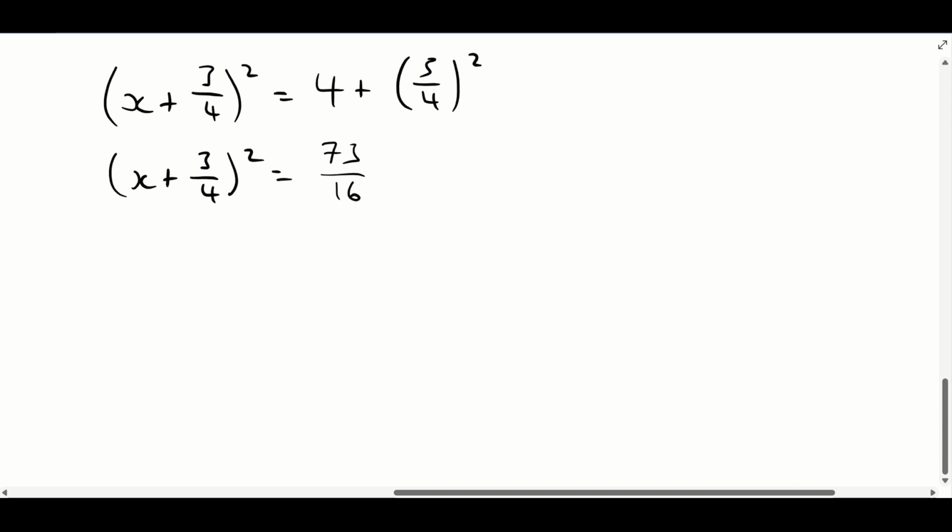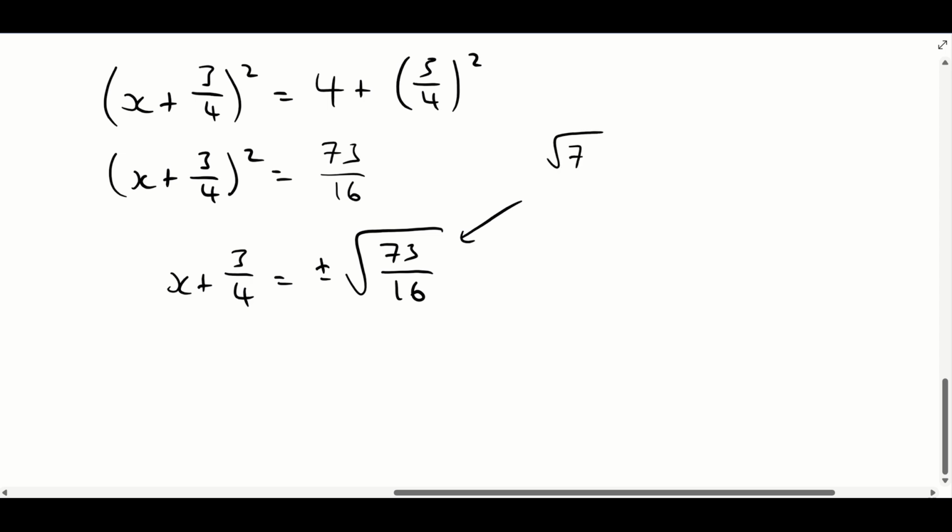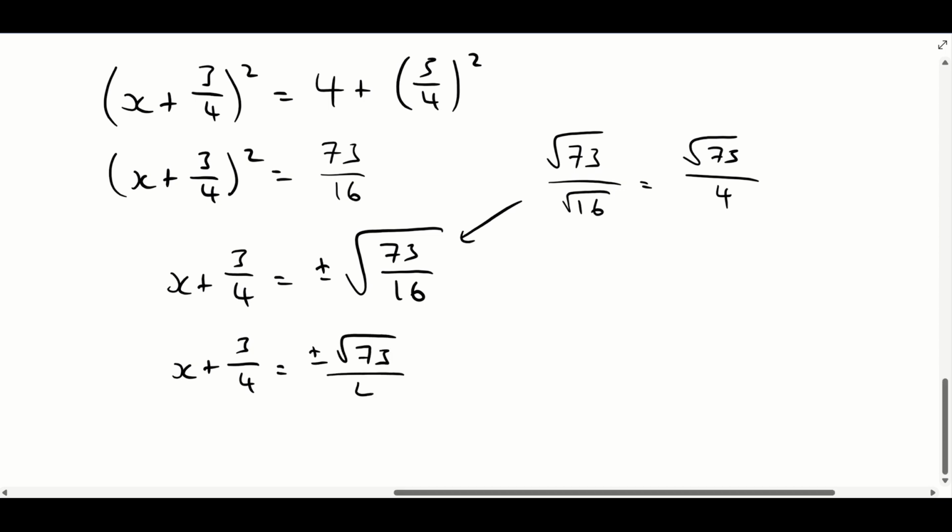Okay, now I can take the square root of both sides. I get my x plus 3/4 is equal to plus or minus the square root of 73 over 16. In fact, I can rewrite this square root of 73 over 16 as the square root of 73 divided by the square root of 16, which is just the square root of 73 divided by 4. So x plus 3/4 is equal to plus or minus the square root of 73 over 4.